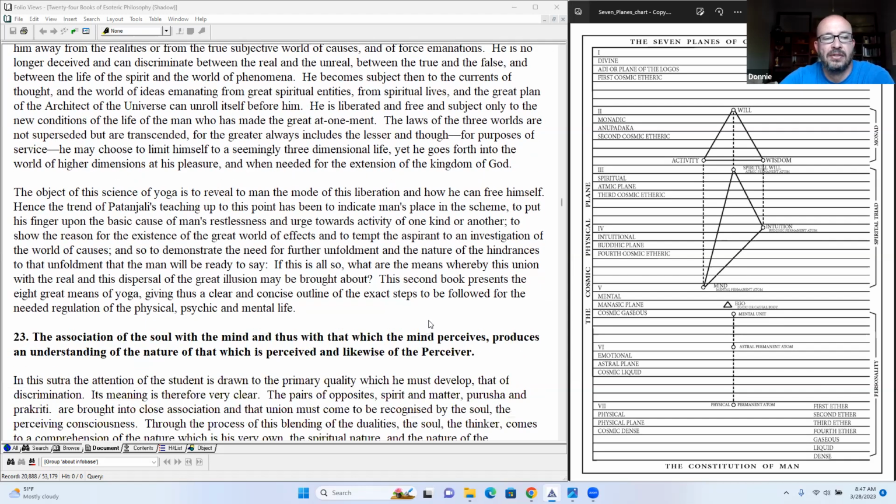The second book presents the 8 great means of yoga, giving thus a clear and concise outline of the exact steps to be followed for the needed regulation of the physical, psychic, and mental life.